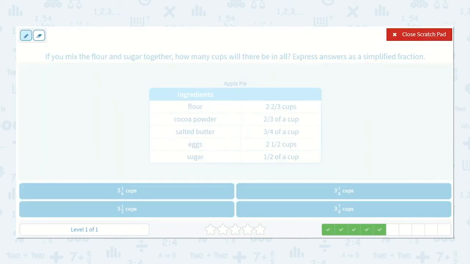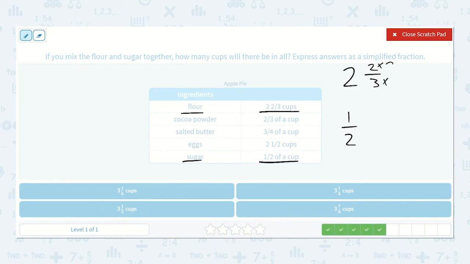If you mix the flour and sugar together, how many cups will there be in all? Express answers as a simplified fraction. So the flour is 2 2/3 cup, and the sugar is 1/2 cup. Again, we cannot add these fractions together because their denominators are not the same. We will need to change each of these. So the common denominator for these would be 6. We need to make them both have 6 as their denominator.